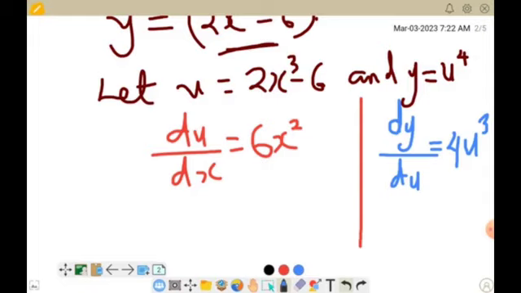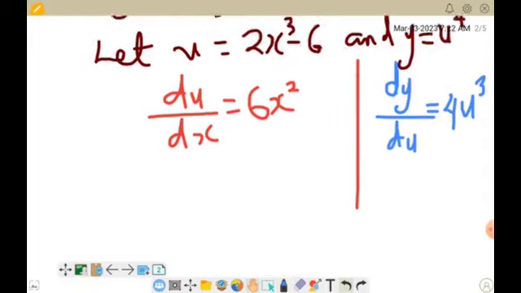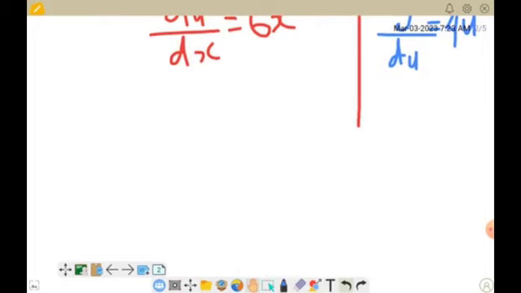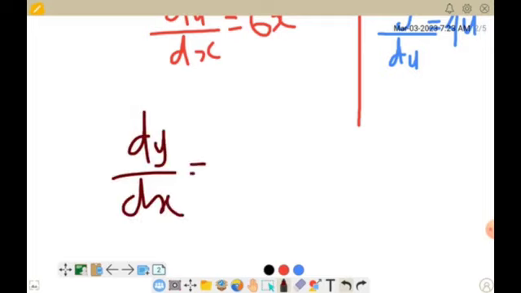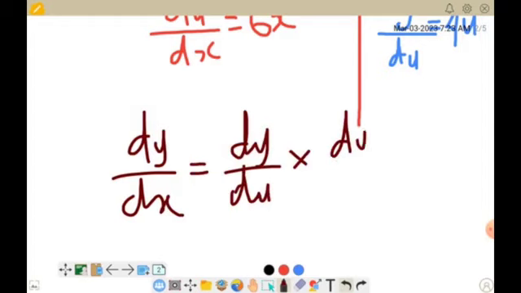Now we can go ahead and write the formula for differentiating, the formula for the chain rule. So what's the formula? It's simply dy/dx equals dy/du multiplied by du/dx. I hope you are getting it.